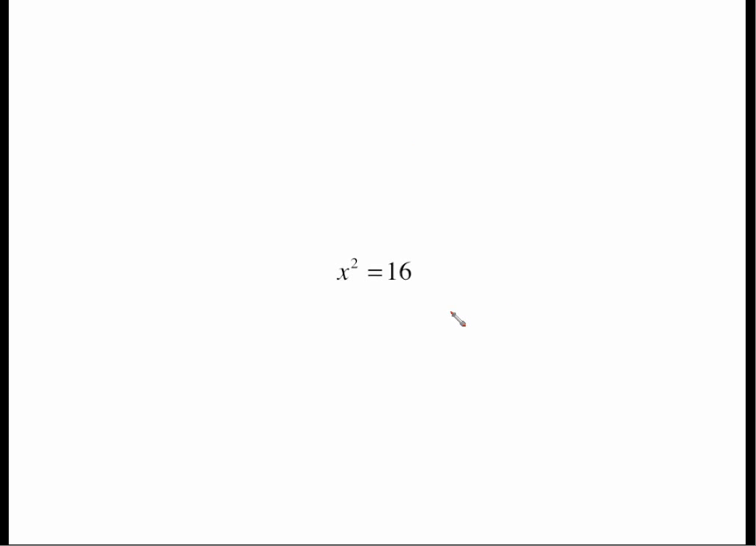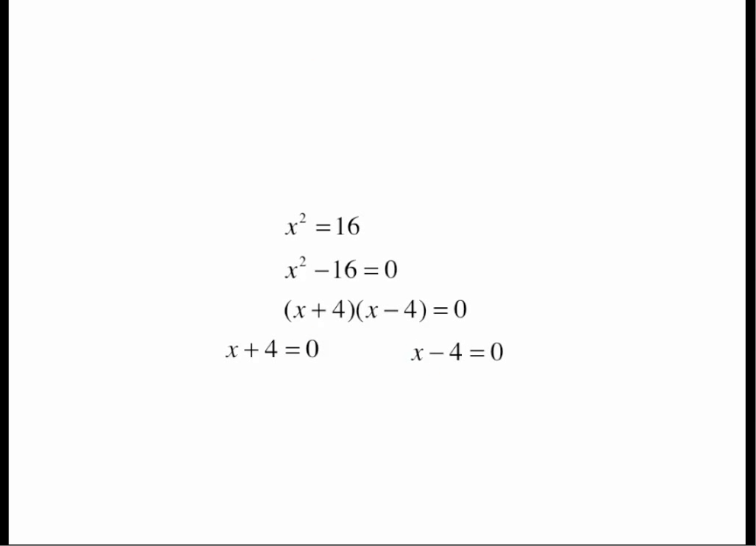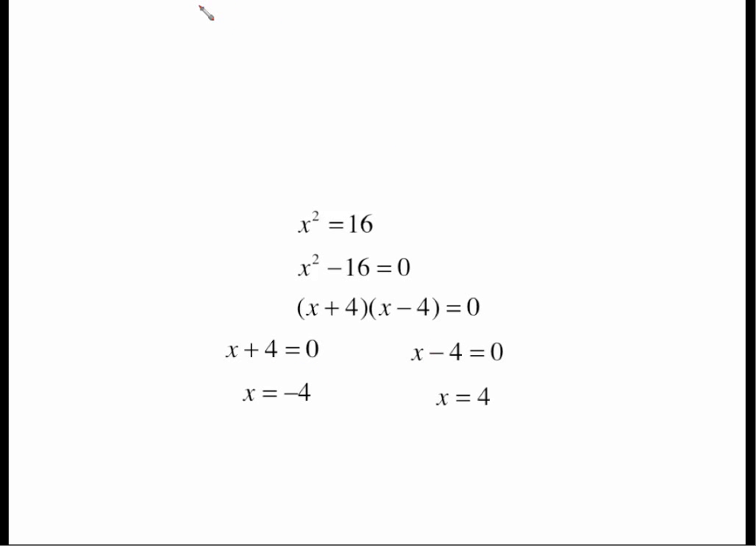x squared equals 16 is not yet in the proper form, so we will subtract 16 from both sides. Subtracting 16 from both sides just brings it over to the left side, equal to 0. We're ready to factor. Now that kind of factoring is the difference of 2 squares, which will break into x plus 4 times x minus 4 equals 0. Ready to separate them? Set that equal to 0, set that equal to 0. And then solve. Solve the first one by subtracting 4 from both sides. Solve this one by adding 4 to both sides.